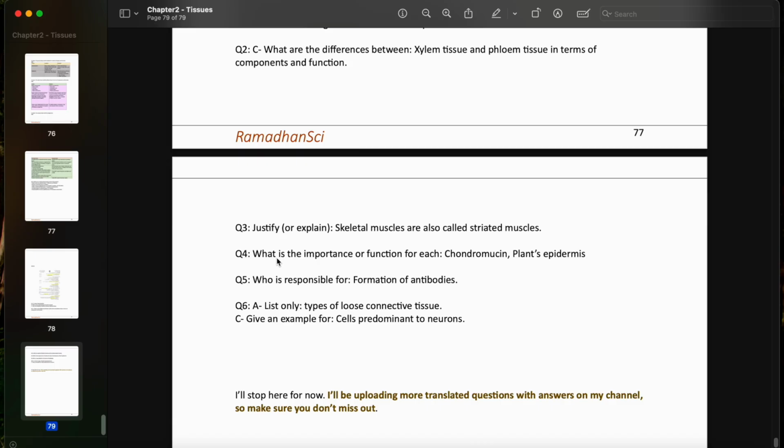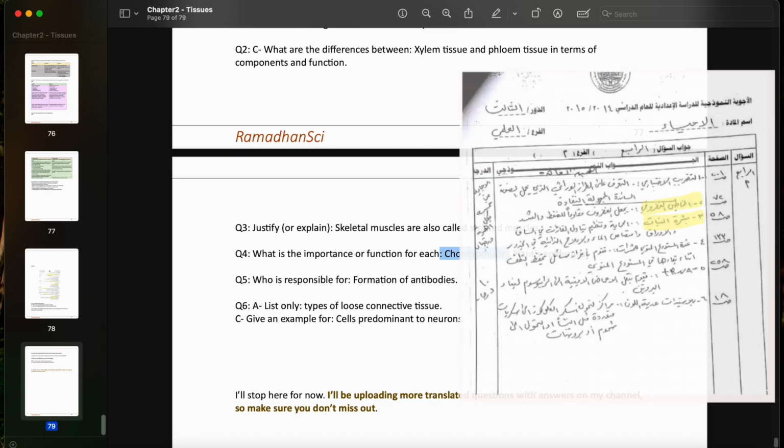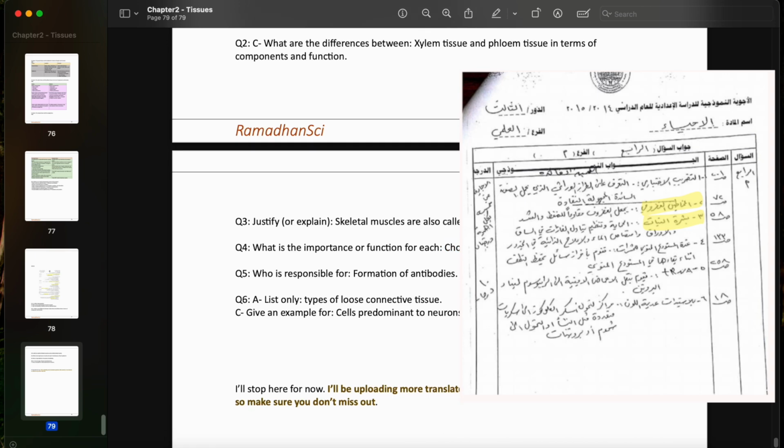In question 4, they're asking what is the importance or function of each of the following. The chondromucin. The chondromucin is responsible for the firmness of the cartilage tissue and making it resistant to pressure and tension. And plant's epidermis: we're just going to mention that it is responsible for protection, regulation of gas exchange in stems and leaves, and the absorption of water and dissolved salts in roots.